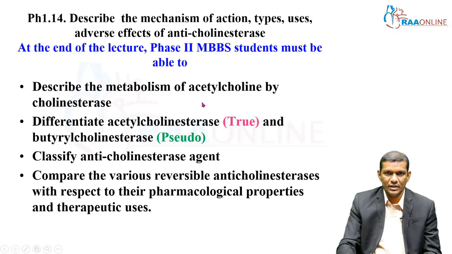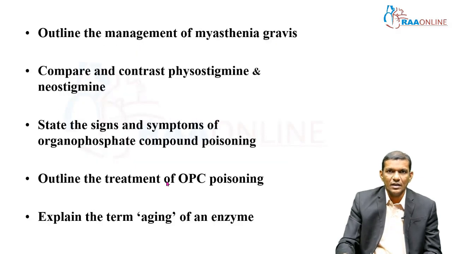The specific learning objectives for today's talk: we are going to see the metabolism of acetylcholine by the enzyme cholinesterase, and the differences between the two types of cholinesterase enzyme, one true and one pseudo. Then the classification of anticholinesterase drugs, reversible and irreversible, their pharmacological properties and uses, the management of myasthenia gravis, and the comparison of physostigmine and neostigmine, the difference between those two drugs.